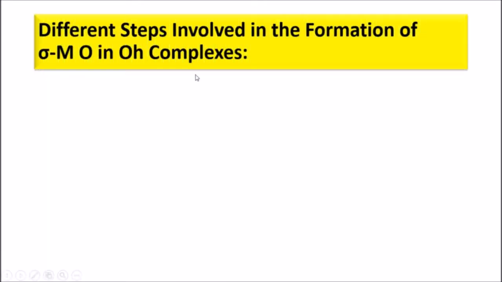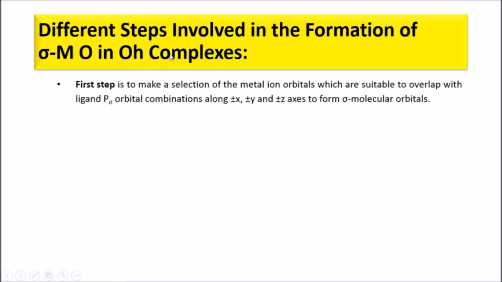Different steps involved in the formation of sigma molecular orbitals in octahedral complexes. First step is to make a selection of metal ion orbitals which are suitable to overlap with ligand p sigma orbital combinations along plus or minus x, plus or minus y, plus or minus z axis to form sigma molecular orbitals. Likewise, in the previous presentation we discussed that in the first step we need to identify the valence orbitals of the central metal ion. We need to assign irreducible representation terms to the valence orbitals of the central metal ion.